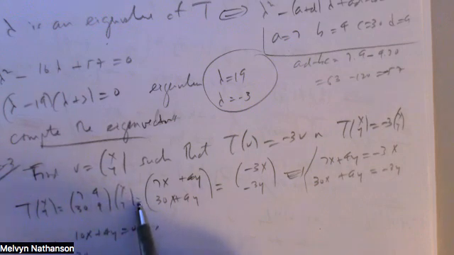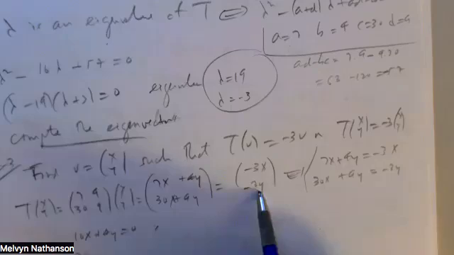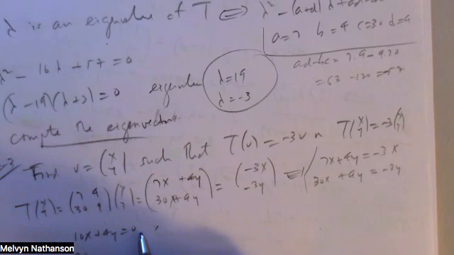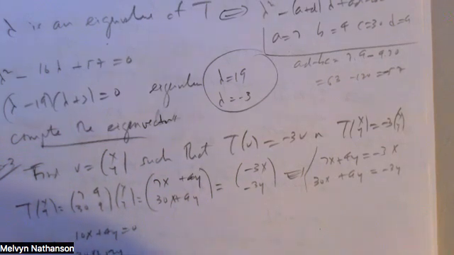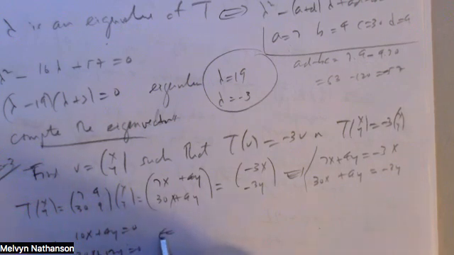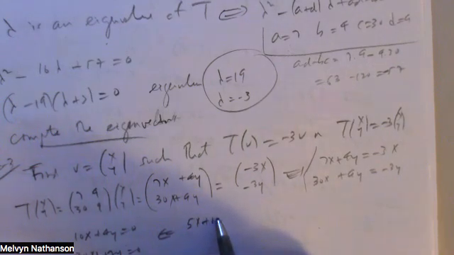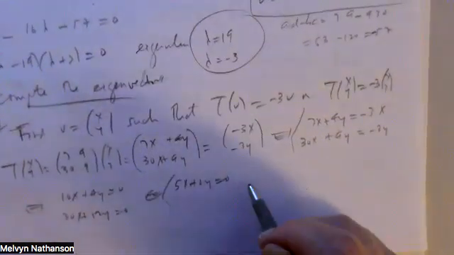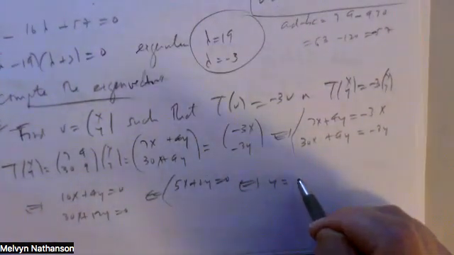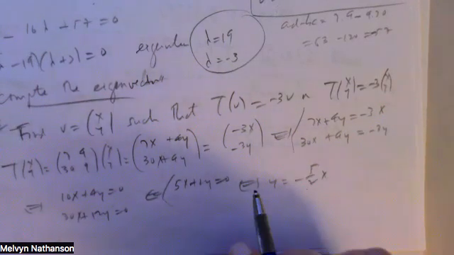7x plus 4y, 30x plus 9y, minus 3x minus 3y. So this is 10x plus 4y equals 0, and 30x plus 12y equals 0. This is the same as, let's say, 5x plus 2y equals 0. Both of the equations are equivalent to this. So y is minus 5 over 2 x.